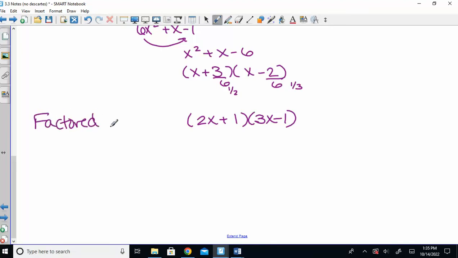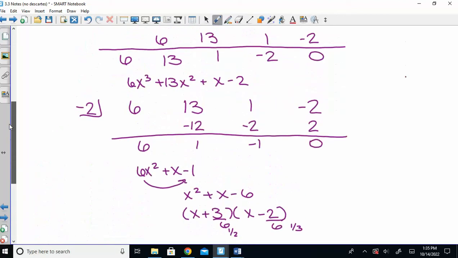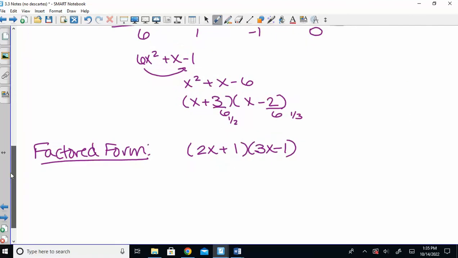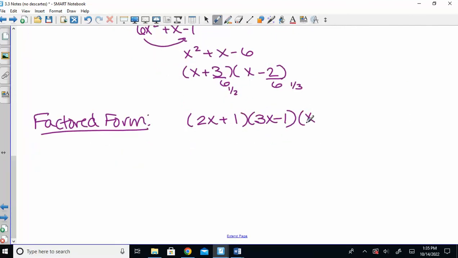My factored form, how many are we expecting? 4. So what else do I need in here? Right, we have to put a parenthesis for each of those zeros we already divided. So we have an x minus 1 and an x plus 2.